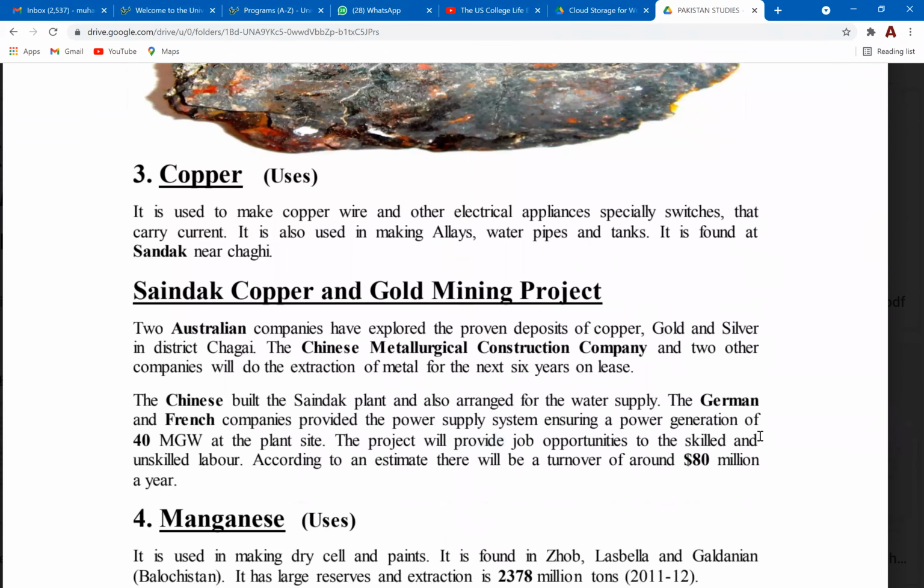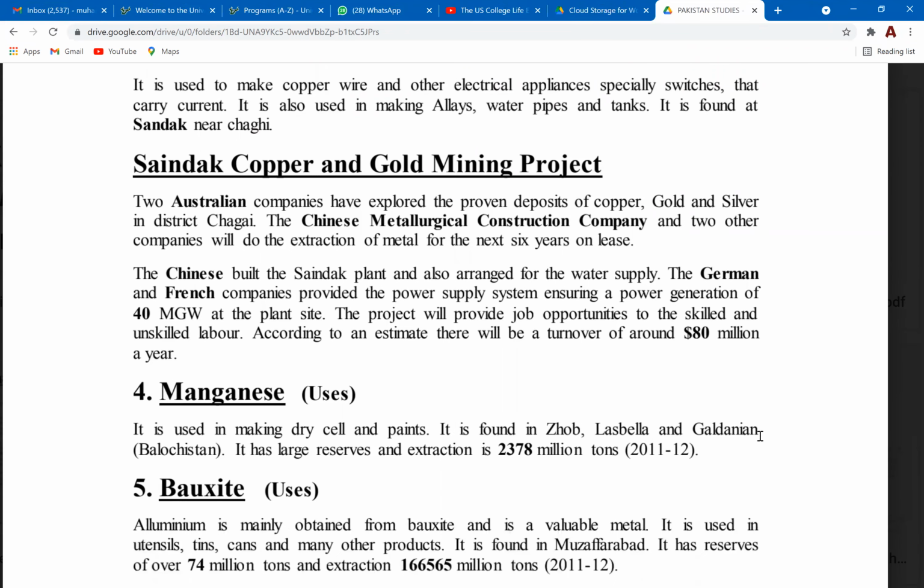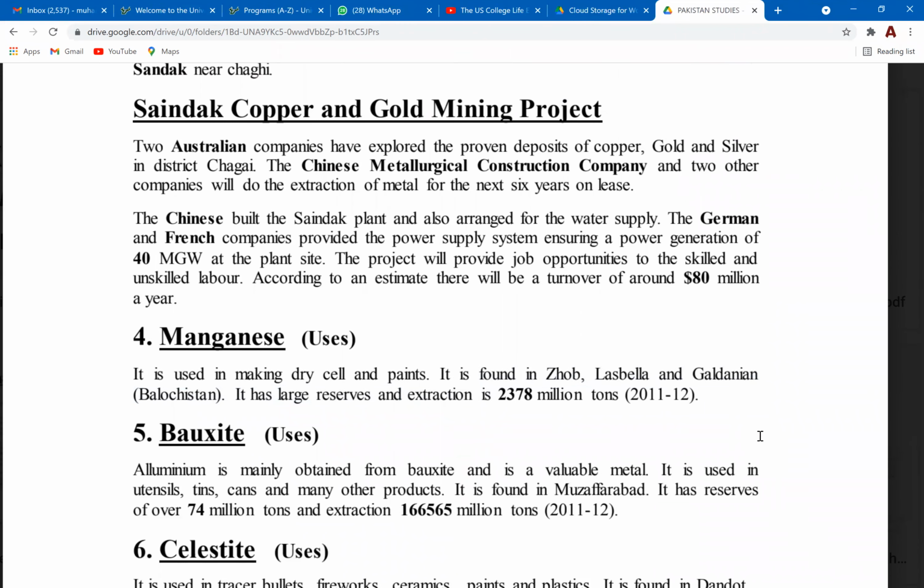Copper is used for different electrical appliances, for wires, the material of wire itself. Because copper is a good conductor of electricity, electrical current can flow very easily in the copper wires. And you can find the copper reserves near Balochistan. Chagai is the specific region in Balochistan where copper reserves are present. Saindak Copper and Gold Mining Project. This is one of the projects laid down by the government in collaboration with the Australian companies. And the purpose of this project was to explore copper and gold mines in Pakistan to extract the most of these minerals for different construction industries.